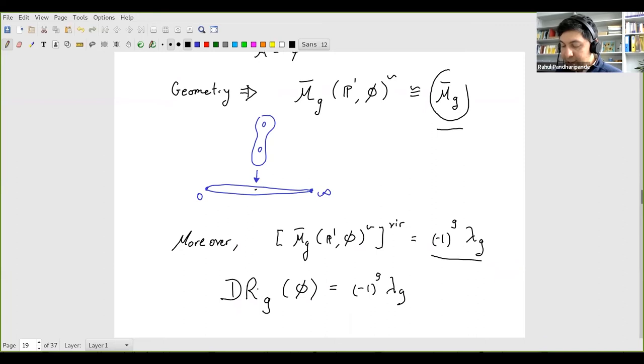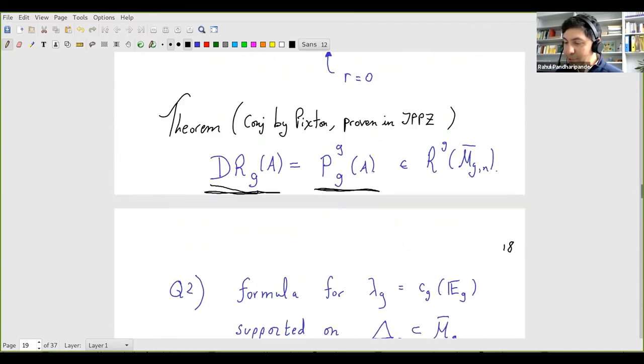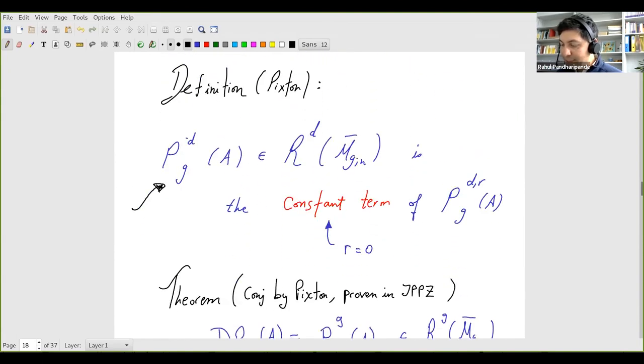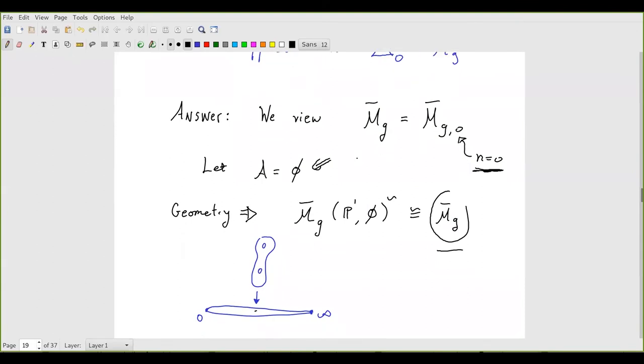And then the virtual class is exactly this. So in this DR_g empty case, this DR cycle is exactly the top Chern class of the Hodge bundle up to the sign, which you can neglect. So that's great. We can just apply Pixton's formula, this formula that we've proven is correct. Rahul: Yeah. And how do you see that the virtual class is exactly this?